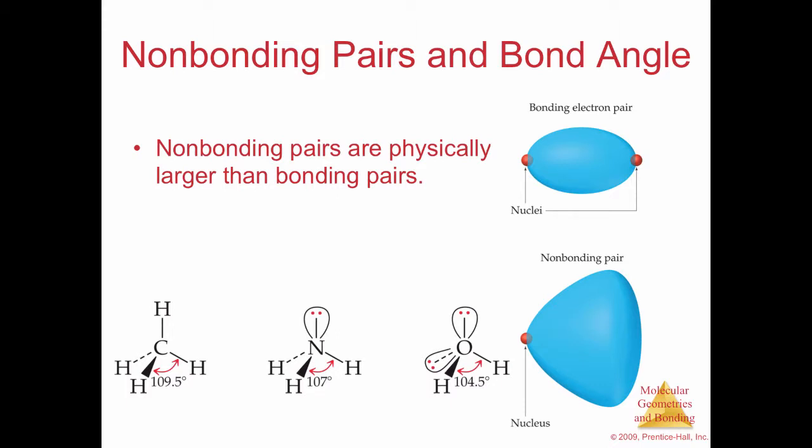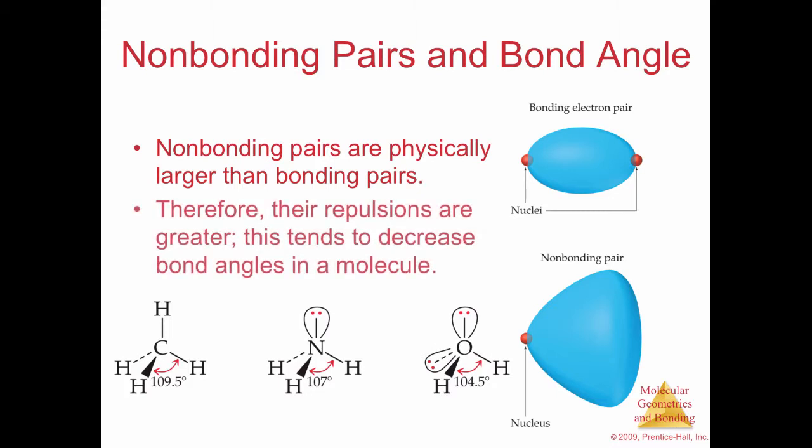Non-bonding pairs and bond angle. Non-bonding pairs are physically larger than bonding pairs. Therefore, their repulsions are greater. This tends to decrease bond angles in a molecule. So if we look at the tetrahedral electron domain geometry, we see that a bond angle of 109.5 is normal for something like CH4. However, for ammonia, NH3, there is a lone pair that takes up more space, and the bond angle has been decreased to 107.